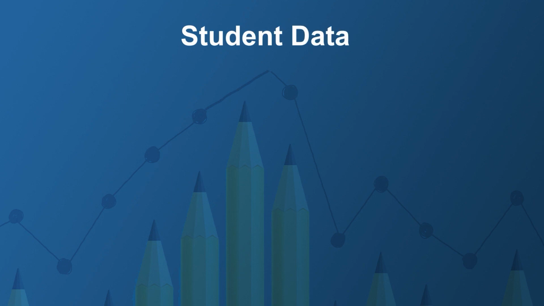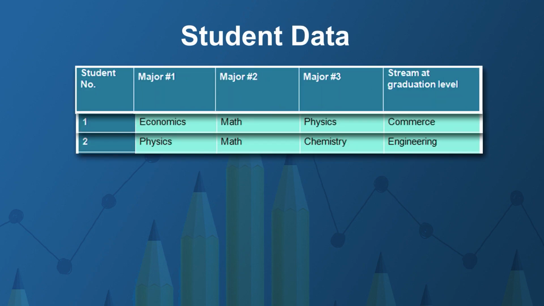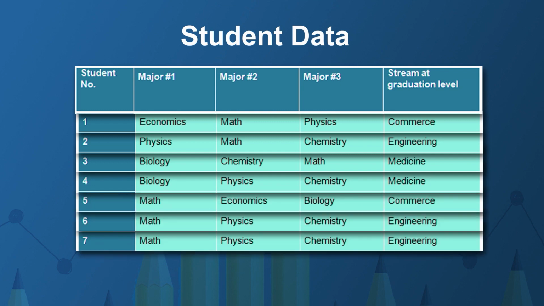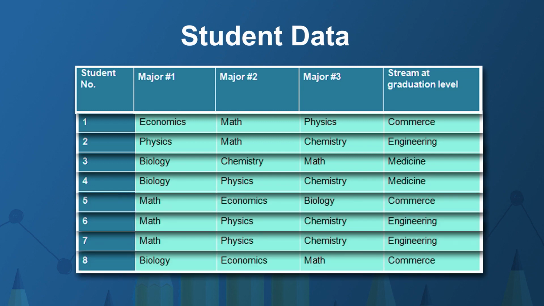A careful scrutiny of the table reveals that students who had mathematics, physics and chemistry as their majors in standard 12 have chosen engineering at graduation level. Similarly, those who had economics and mathematics have chosen commerce, and those who had biology and chemistry have chosen the discipline of medicine.